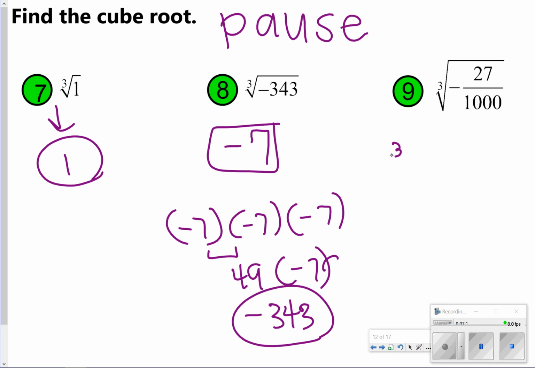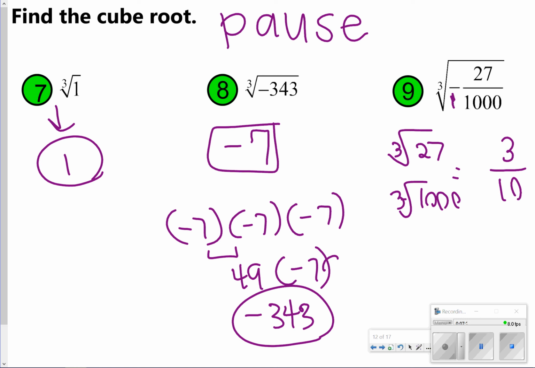Okay? For number 9, the cube root of negative 27 over 1,000. Remember, you can just take the cube root of 27 and the cube root of 1,000, break it up like that. Cube root of 27 is 3. The cube root of 1,000 is 10. And since there's a negative sign right here, I'm going to keep my answer negative. So my answer for number 9 is negative 3/10.